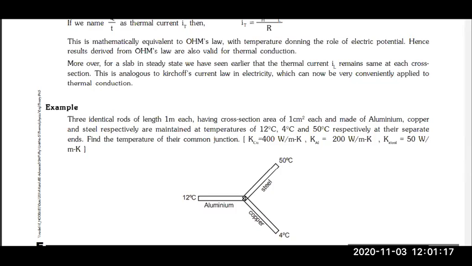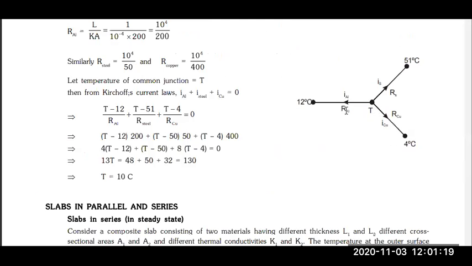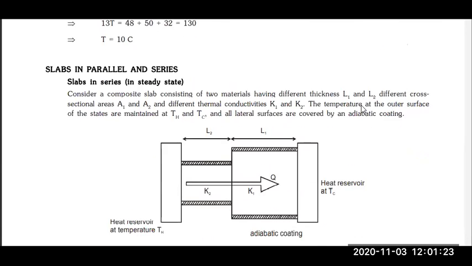Now, this is the same thing that is being done, the only difference is that the direction is taken opposite to what I have taken. Now, series and parallel. In this case, heat current is the same. This is the junction, and this is the arrangement in which conductor A and conductor B are in series.